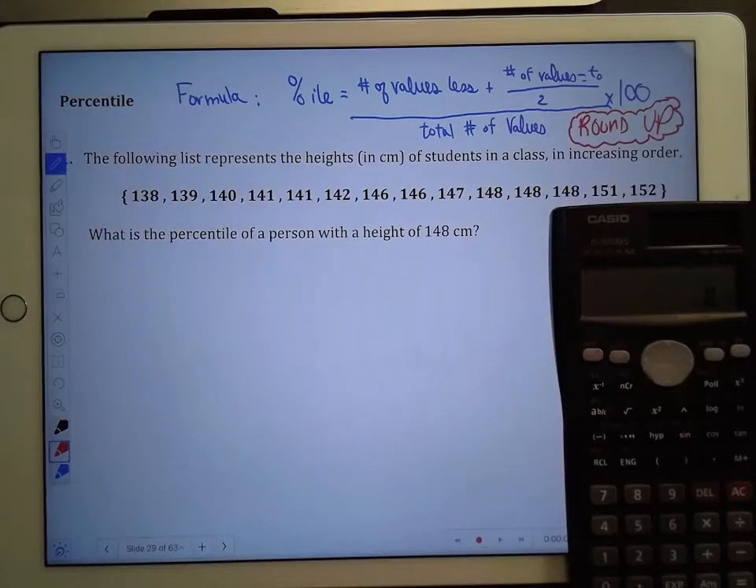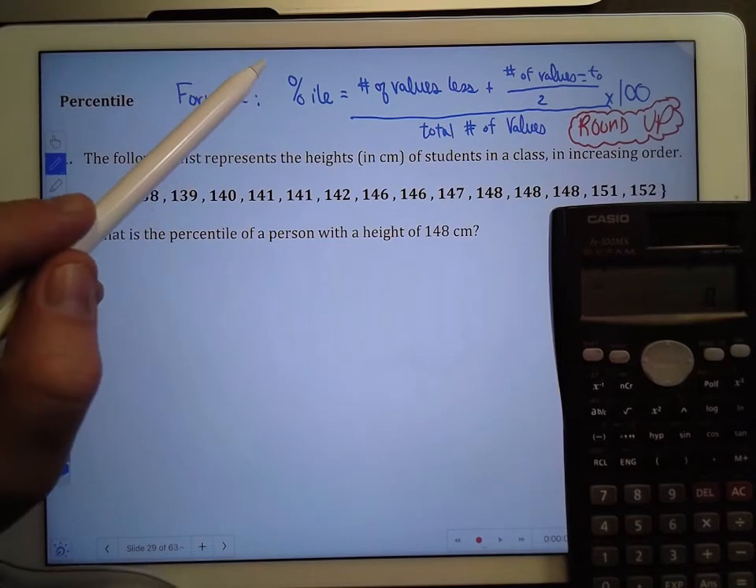Hey guys, we're taking a look at percentile here. Just very quickly first, you might notice that I wrote down the formula for percentile right at the top of the question. So quickly just to remind you of what it is.